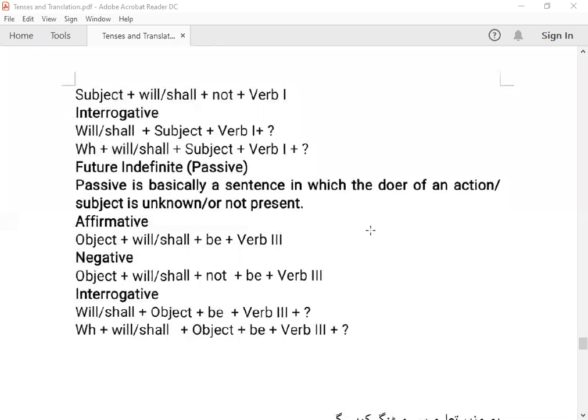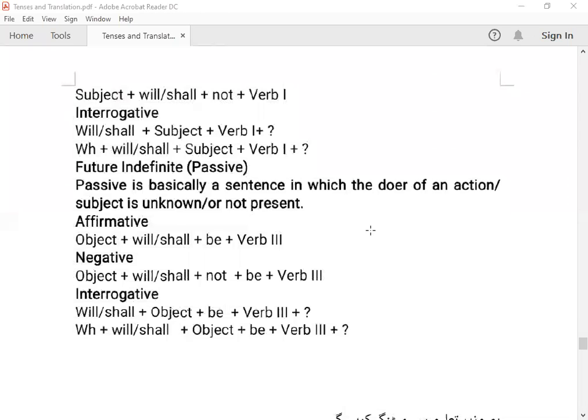Then we come towards the other part, that is the passive part. As you already know, dear students, the passive is the part of the tense where no subject is present, or if there is some subject, it is put at the end by putting by plus subject.